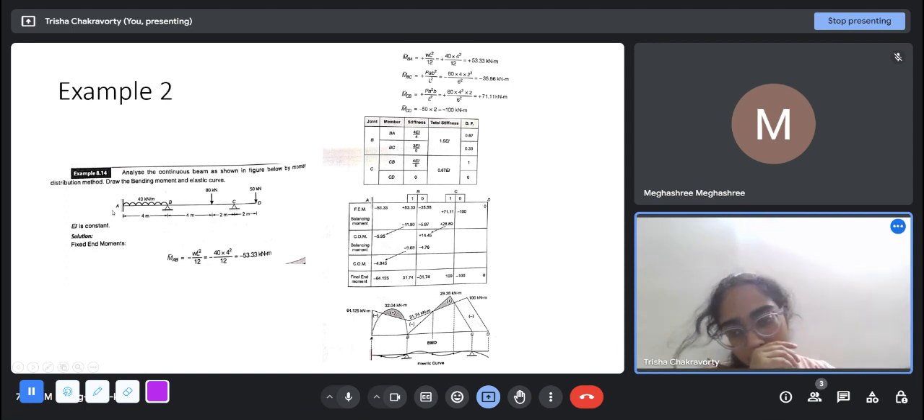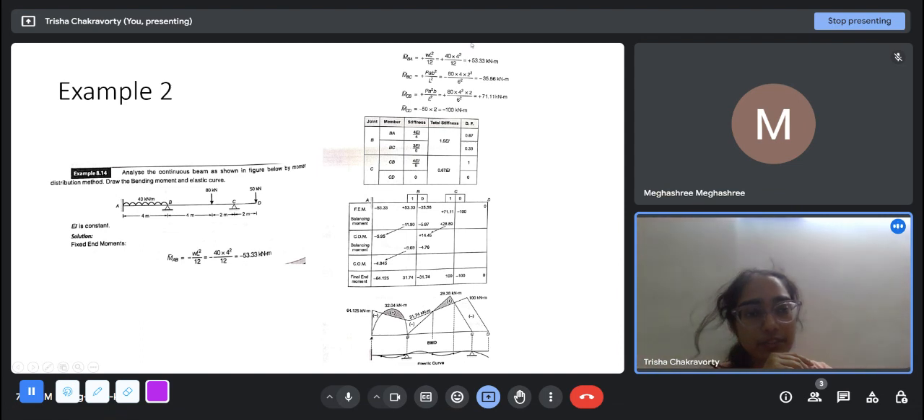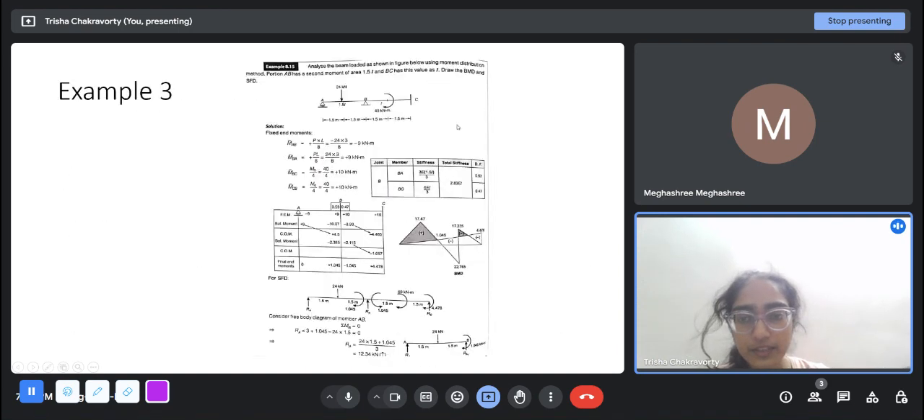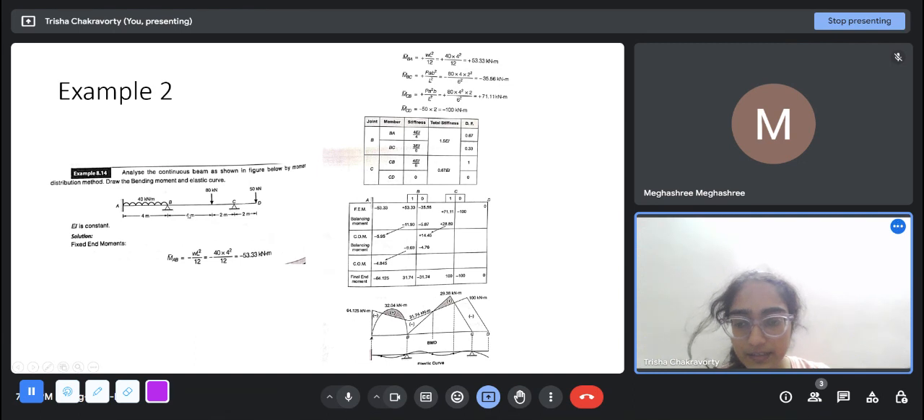Fixed end moments. For MAB, we saw WL squared by 8 is the fixed end moment. So minus 53.33 and 53.33. For MBC and MCB, we use those formulas because there is a point load P at a distance a from the left end, b from the right end. So here a is 4 meters, b is 2 meters. Applying the formula, we get the two moments. At C, MCD, the fixed moment is minus 50 into 2, because this load is applied and multiplied by the lever arm.